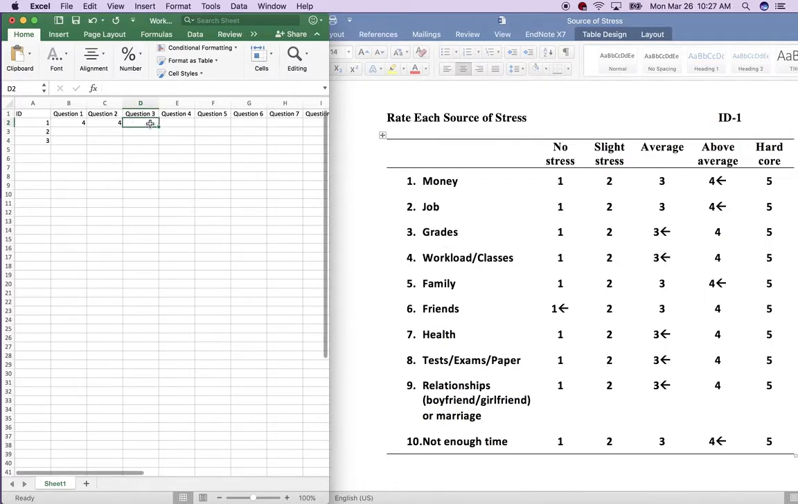Grades, not too stressed as a graduate student about grades. Work class, that's a 3. Family, what's that, number 5? Somewhat stressful. Friends, not too stressful. Number 7 is health, a little bit stressful. 8, test prep, that's a 3. Relationships is a 3, and then not enough time, that's a 4.